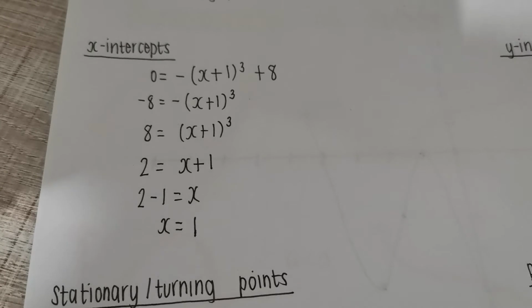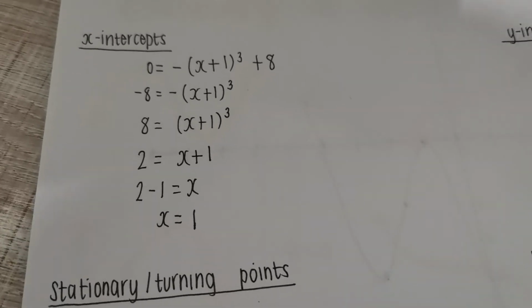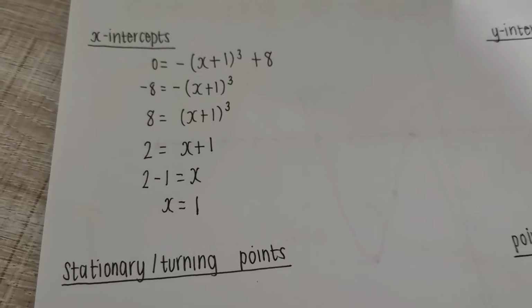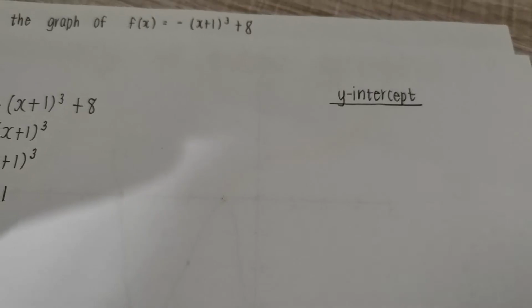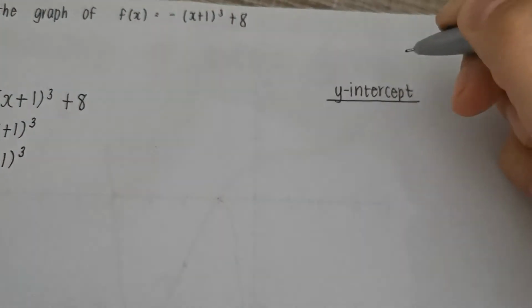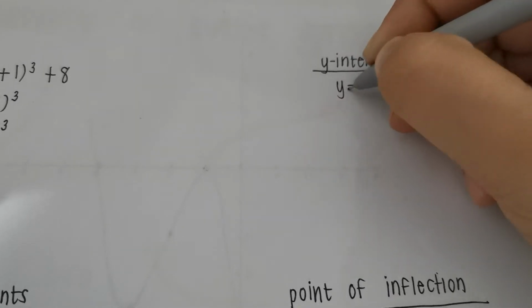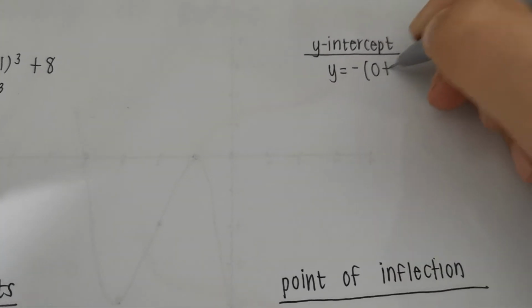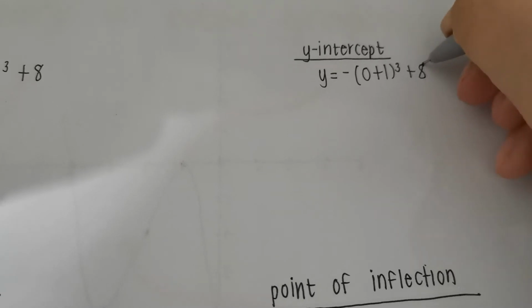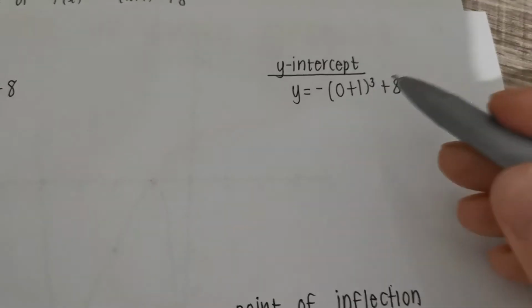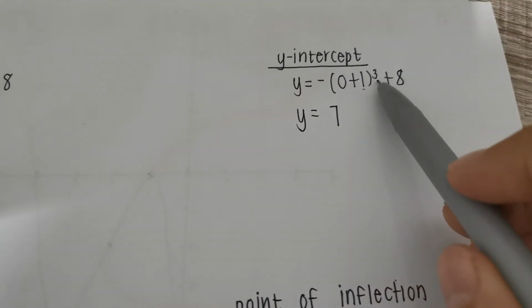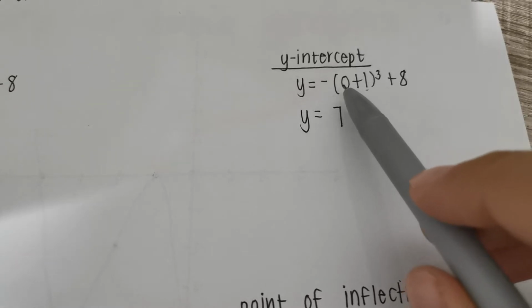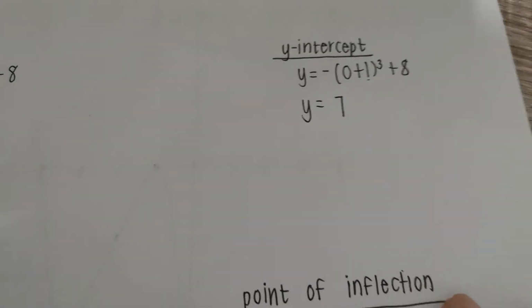Okay, now you're confused because didn't I say that if it's cubic, we're going to have 3 x-intercepts? Bear with me. You're going to see what's happening with this particular one, okay? The y-intercept is where x is equal to 0. So we're going to say y equals negative (0 minus 1) cubed plus 8. If we calculate it, we get y is equal to 7 because negative 1 to the power of 3 is negative 1, and there's a negative in front of it, so 1 plus 8... no, negative 1 plus 8 gives me the 7.